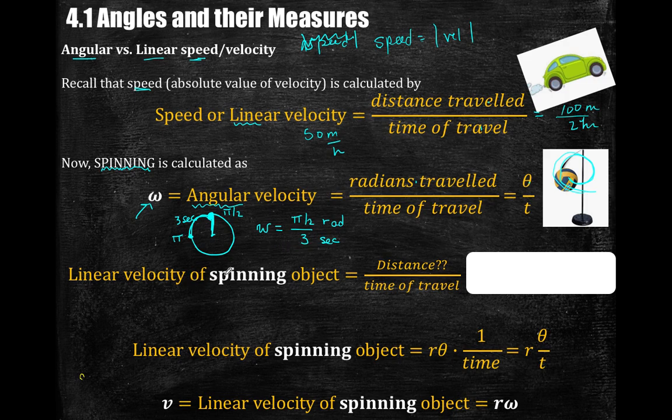But what if I want to know how fast the linear velocity is? So for example, if I could take this spinning, right, and spread it out straight, what's the linear velocity of a spinning object? Well, linear velocity is still distance over time, right? But how do you calculate distance of a circle? Distance. Well, isn't distance what we were just talking about before?